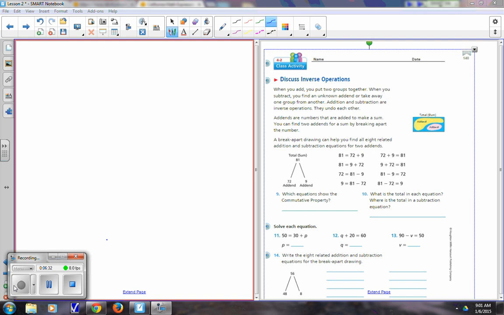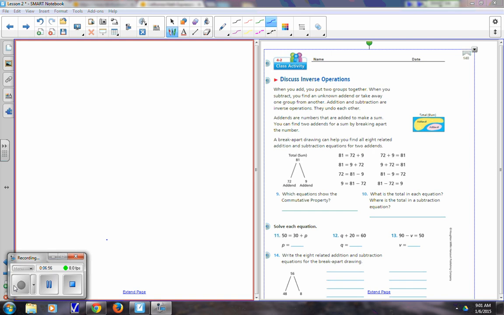Addition and subtraction are inverse operations. They undo each other. So if I were going to add a person to this group, now I have 7. If I were to undo it, I'd have to subtract it. Okay? So add-ins are numbers that are added to make a sum.